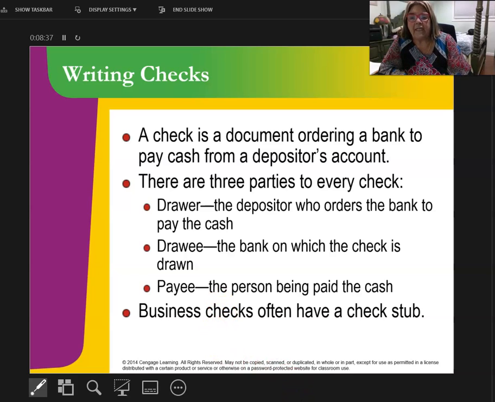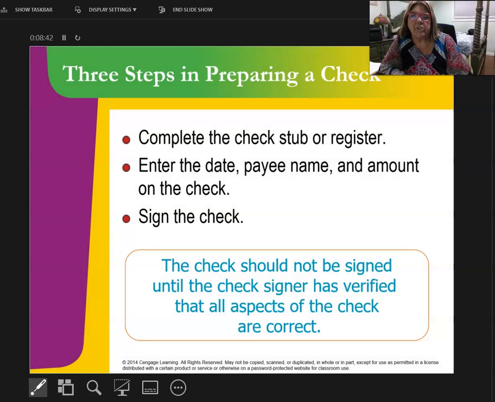Okay, in case you don't know how to fill out a check, we're going to talk about the three steps to doing a check. First, in businesses, our checks usually have a check stub or a register, so we fill out that first. Then we put the date, the payee name, who we're making it out to, and the amount on the check, and we sign the check. Don't forget to sign the check. People think it's not a big deal, but even though it goes into an ATM, if it does not have a signature, it sometimes will be rejected because they cannot verify that your signature is the one on that check.